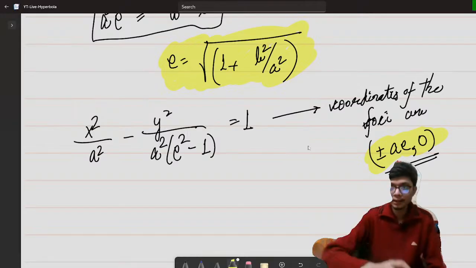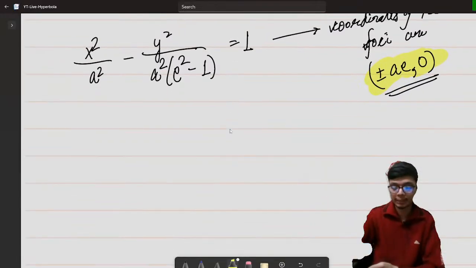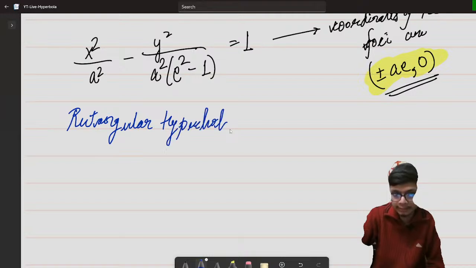Coming to this particular idea, we also have another very specialized form of a hyperbola, that is called a rectangular hyperbola. There is a set of hyperbolas which are called rectangular hyperbolas. So what is a rectangular hyperbola? We'll discuss it in detail, but for the time being we can understand a rectangular hyperbola in terms of eccentricity.